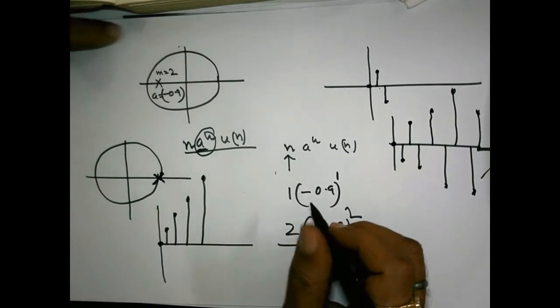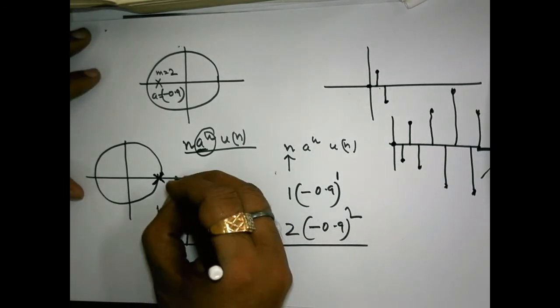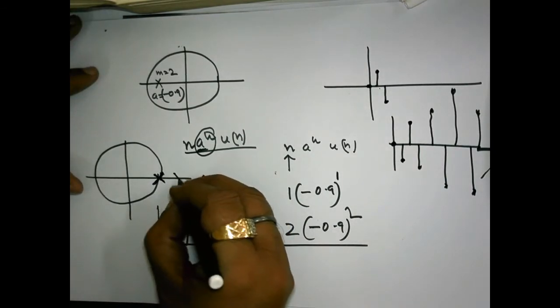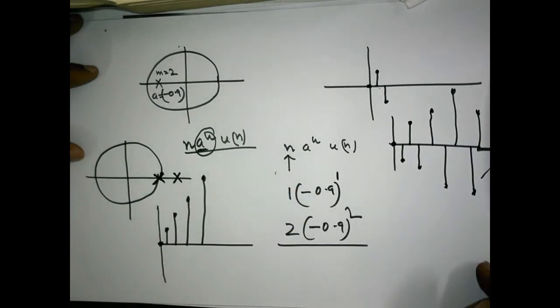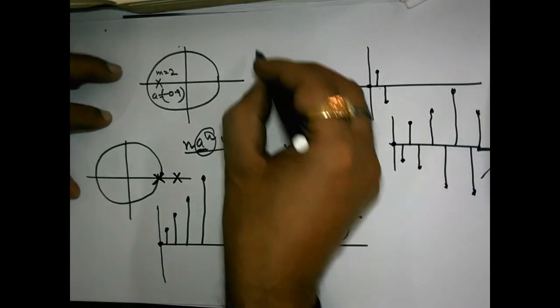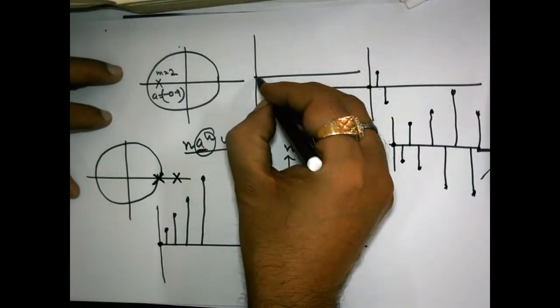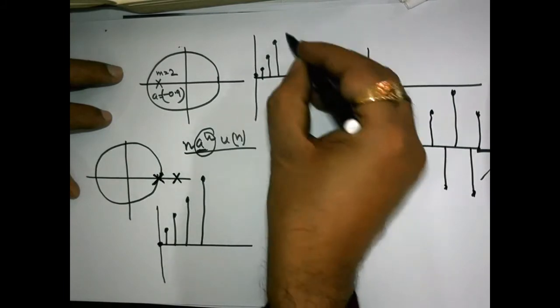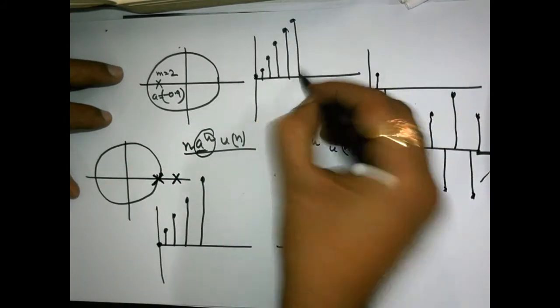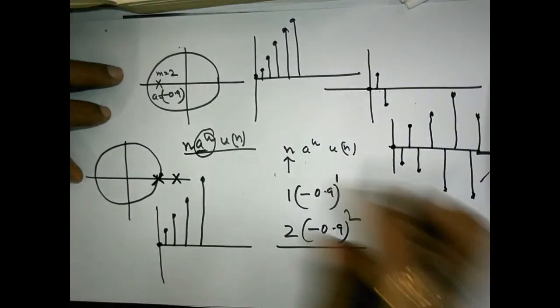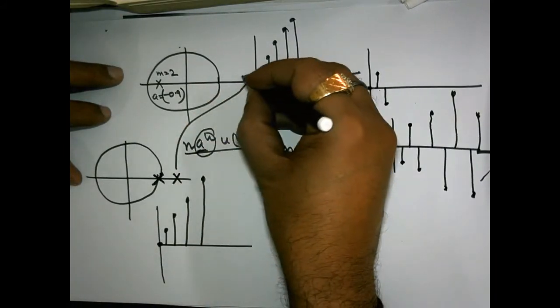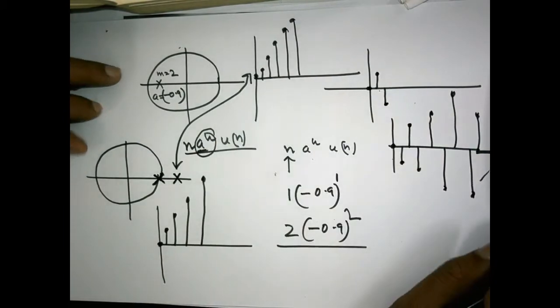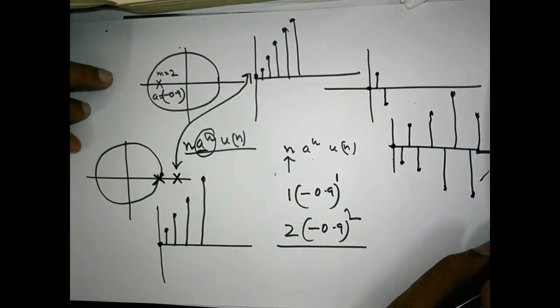Now, if the pole appears exterior to the unit circle, meaning it attains a value greater than 1, then naturally the signal will grow further. The signal will grow exponentially like this. This is the shape when the pole is found exterior to the unit circle.